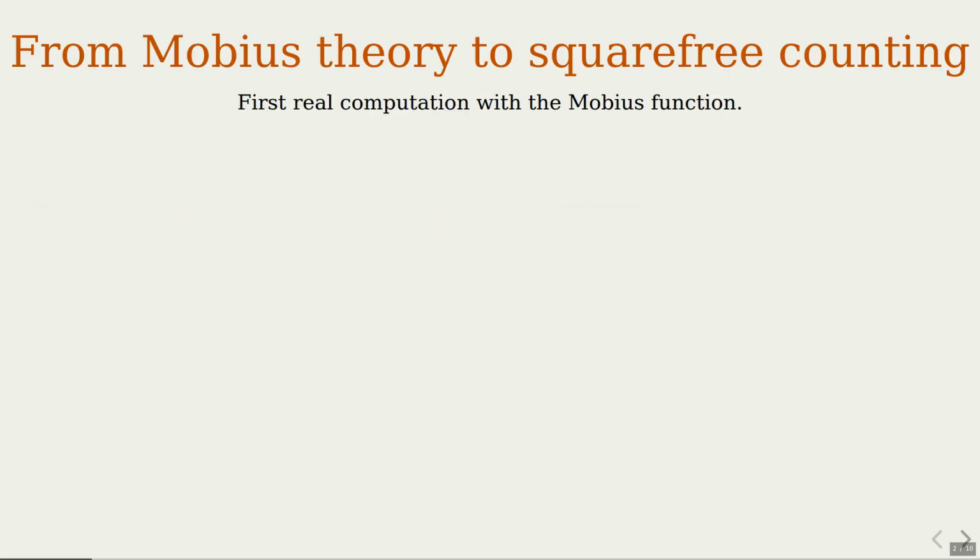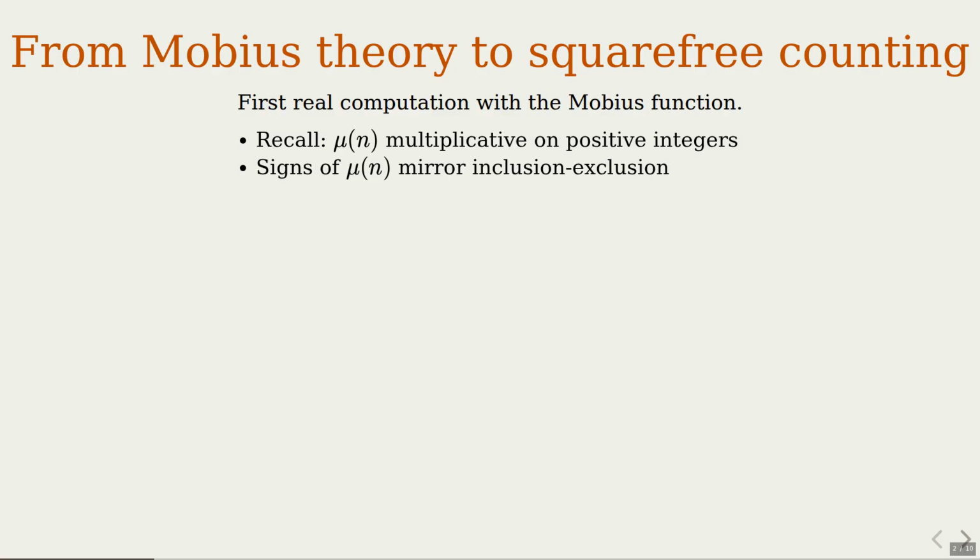Last time we proved that the Möbius function is multiplicative. Now we will see how it helps us count square-free numbers. Recall that mu of n is a multiplicative function on positive integers. The signs of mu of n reflect the principle of inclusion-exclusion.